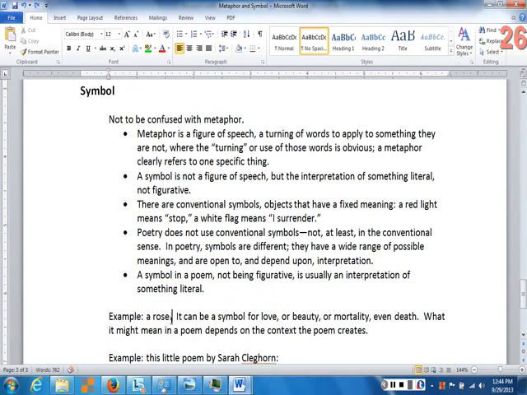This is one of the most widely used, most familiar symbols, and that is the rose. And what does it symbolize? It can symbolize a lot of things. It very often symbolizes love. It very often symbolizes beauty because roses are beautiful.